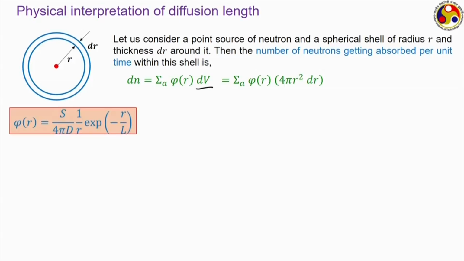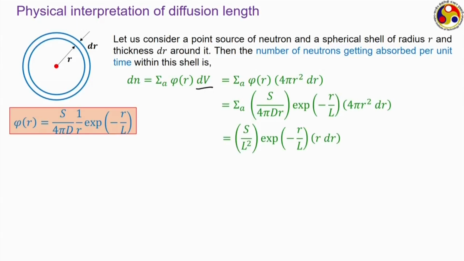What about phi? Phi you have already solved for in the earlier slides. The solution of phi is already available, so you can put this directly here, and we can now simplify this. That is, from these expressions this r and r square cancels out and 4 pi also goes out, leaving us S into r in the numerator, and D upon sigma a is equal to L square. So, we are having this dn, that is change in the number of neutrons, so neutrons getting absorbed, is equal to S upon L square into exponential of minus r by L into r dr.